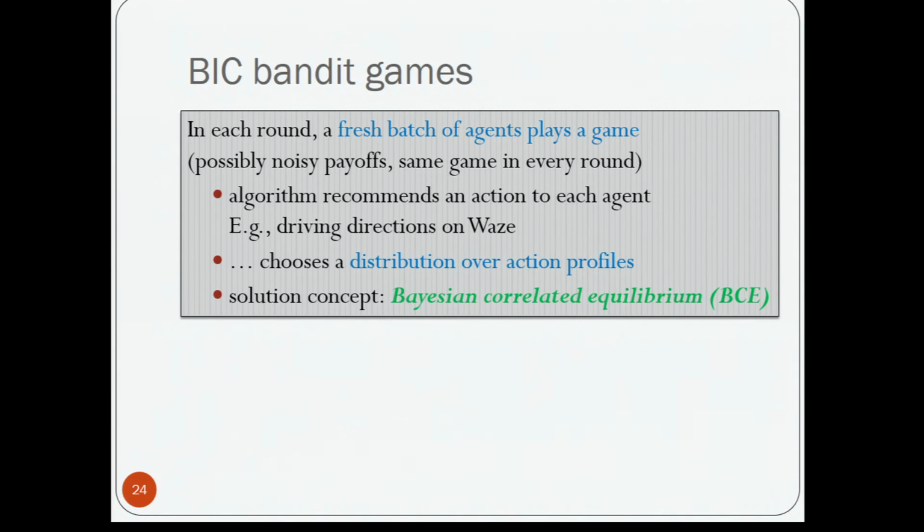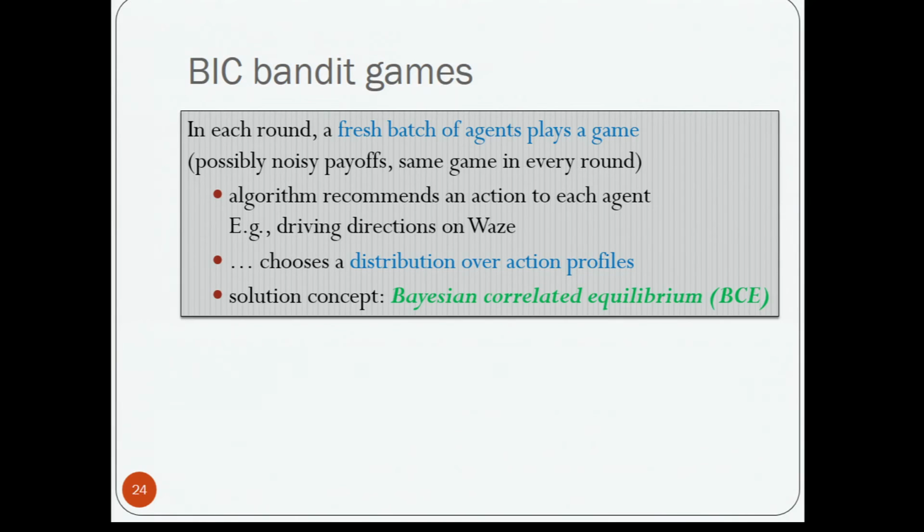So more formally, in each round, the algorithm chooses a distribution over the action profiles, and the solution concept is something called Bayesian correlated equilibrium. I won't go into the details of that, and the point is that, given that my recommendation is this particular action, I need to be incentivized to follow. In expectation over everything that I know, I need to be incentivized to follow that recommendation.